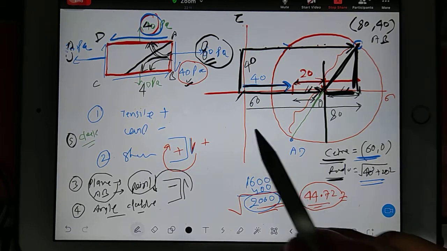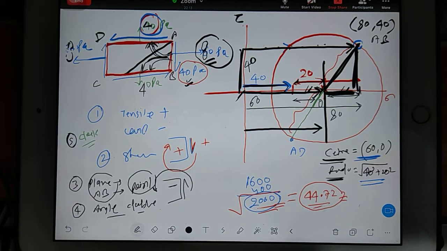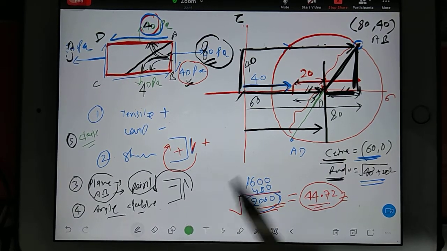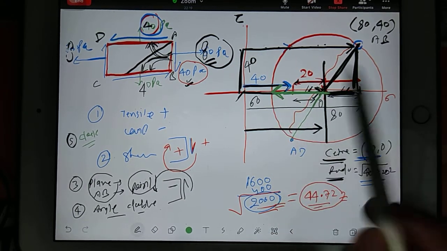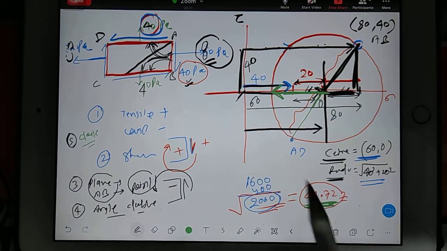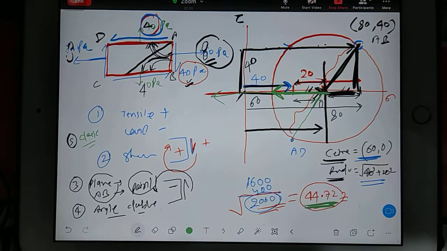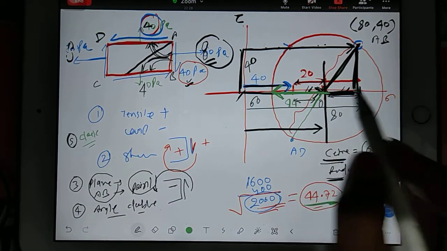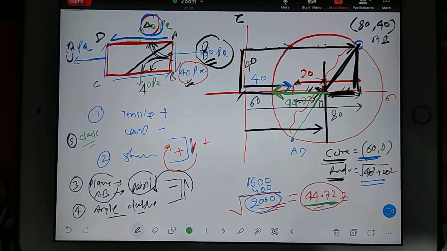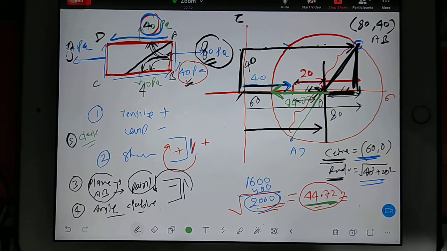Your center is at 60, right? But from the center, when you are drawing the radius, it is only reaching till how much? 44.72. It means what? You did not cross, right? So you are only at 44.72. Okay, done.